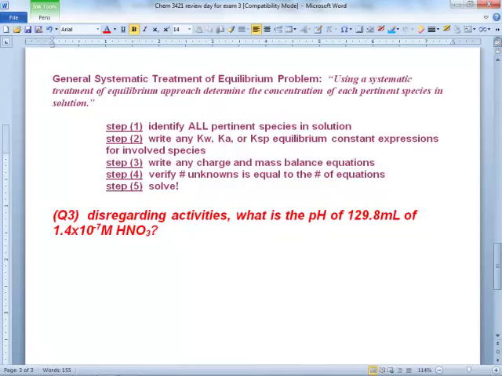You're right, Kat. If this had been 10 to the negative 3, 10 to the negative 2, 10 to the negative 1, a lot more concentrated, then you could disregard the contribution due to water, but not when it's this dilute. I haven't set it up, but it could be. Let's set it up. We have about 5 minutes.